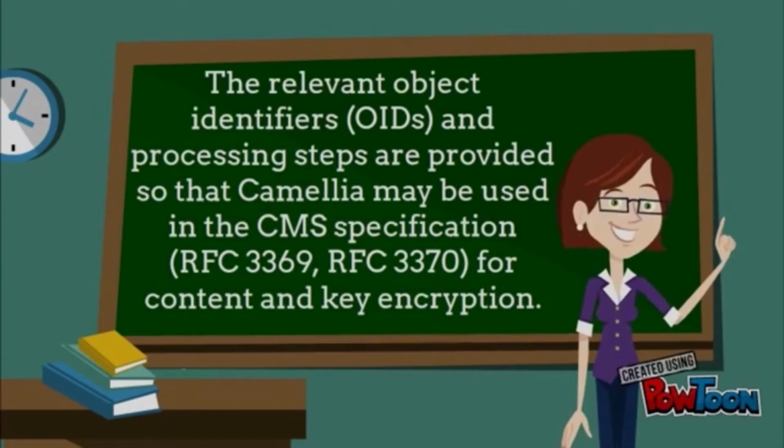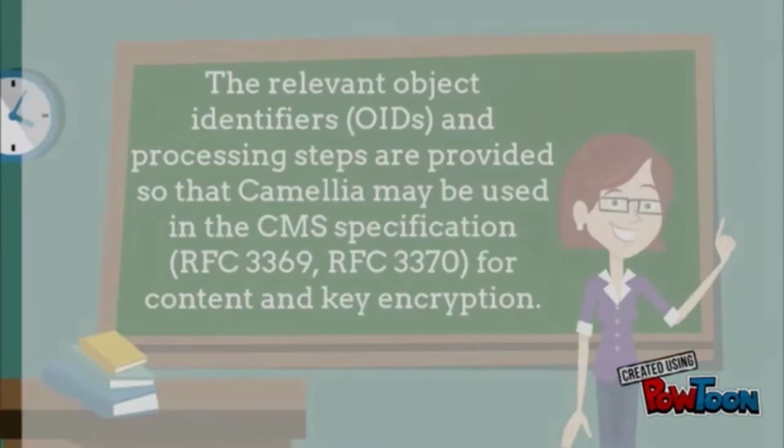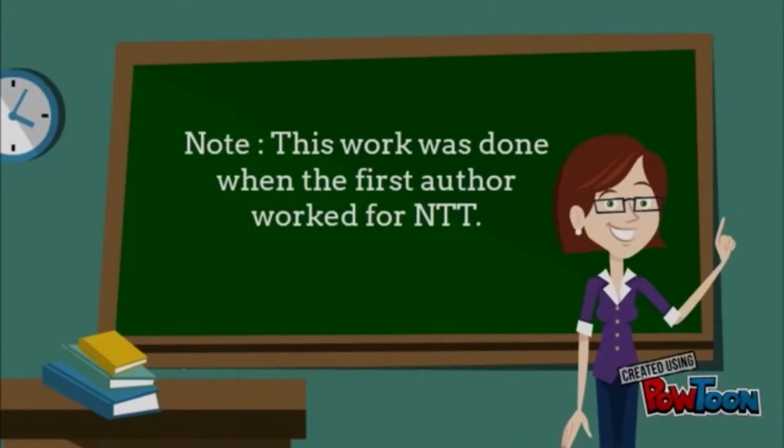The relevant object identifier (OID) and processing steps are provided so that Camellia may be used in the CMS specification for content and key encryption. This work was done when the first author worked for NTT.